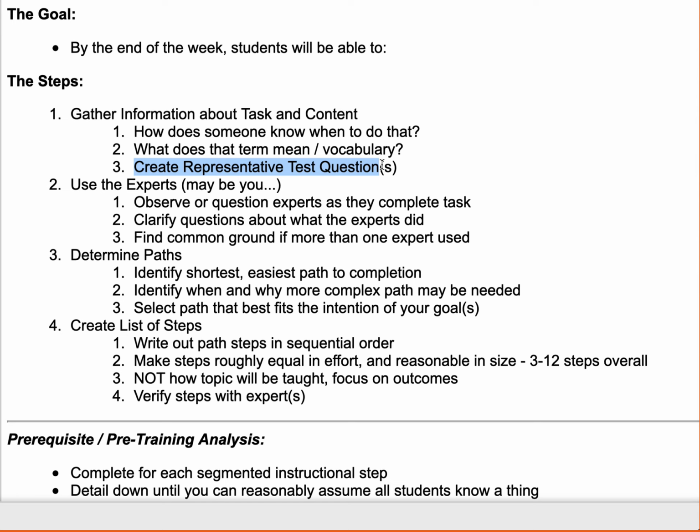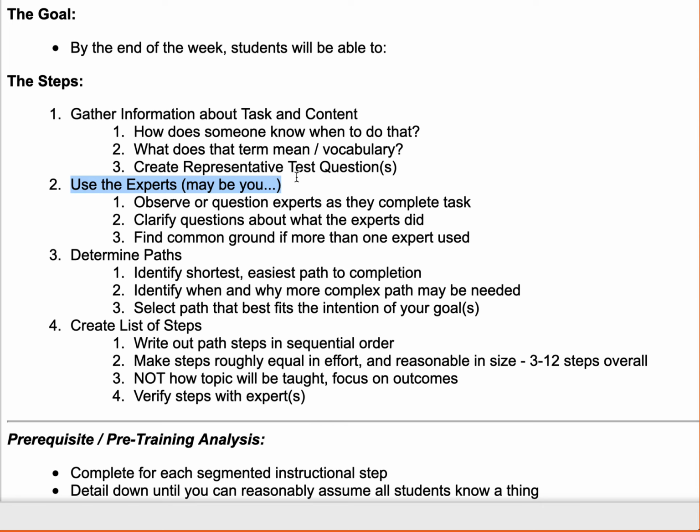You've got your goal, but then that also puts it in a concrete perspective of, well, how do I get the students to a point where they can answer this question correctly or do this thing correctly on an assessment? So this is like what we did with the instructional design as a whole, a mini analysis phase. Then next one is use the experts.